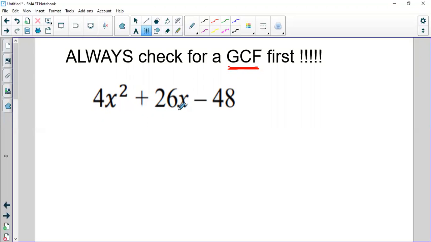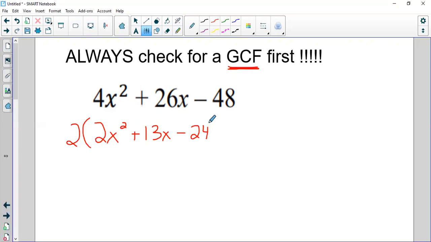4x squared plus 26x minus 48. If I look at these three numbers, the greatest common factor of those three numbers is 2. So I'm going to take that GCF of 2 out first. I'll divide it out of each term, and I'll leave the trinomial in parentheses. That leaves me 2x squared plus 13x minus 24.